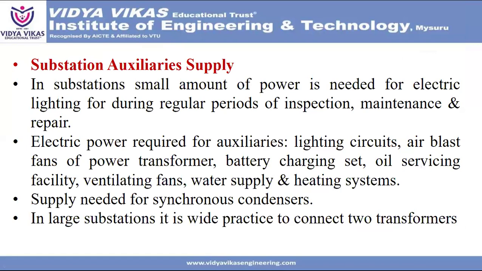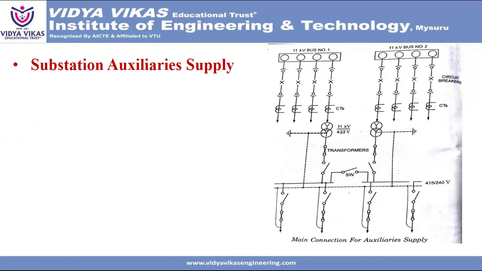And then substation auxiliary supply. In a substation, a small amount of power is needed for electrical lighting during regular periods of inspection, maintenance, and repair. Electric power is required for auxiliaries, lighting circuit, air blast fans of power transformer, battery charging set, oil service facility, ventilating fans, water supply, and heating system. Supply is also needed for synchronous condensers. In large substations, it is wide practice to connect two transformers. This is not about auxiliary supply, actually, but the substation auxiliary supply single line diagram.